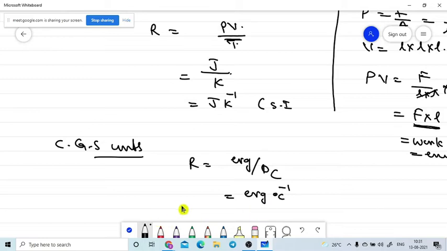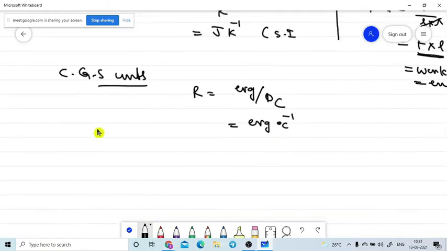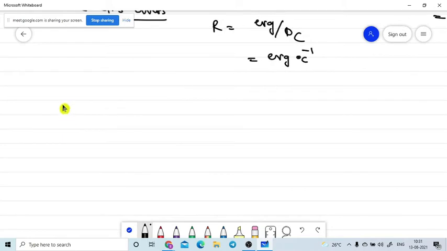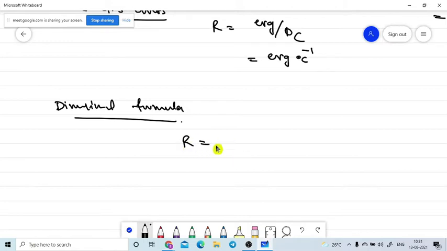Now they may ask the question for the dimensional formula. They will ask, tell me the dimension. To write the dimensional formula, we need to start from the basic formula. R is equal to PV by T. This is nothing but work or energy only, energy by T, where T is the temperature. Energy dimensional formula, anybody?